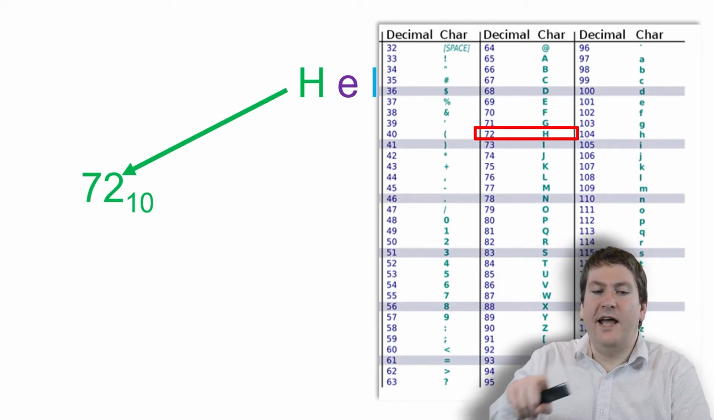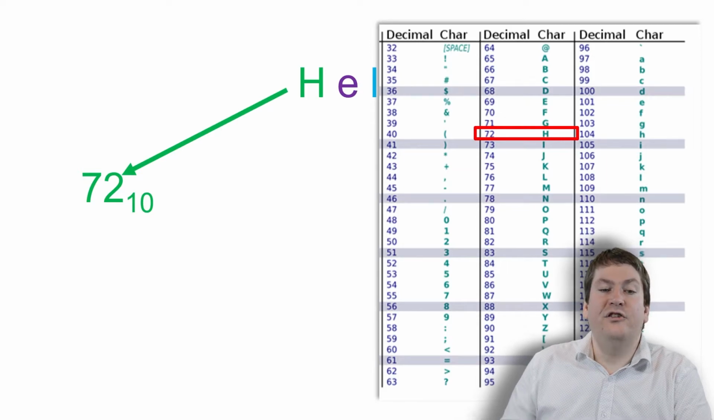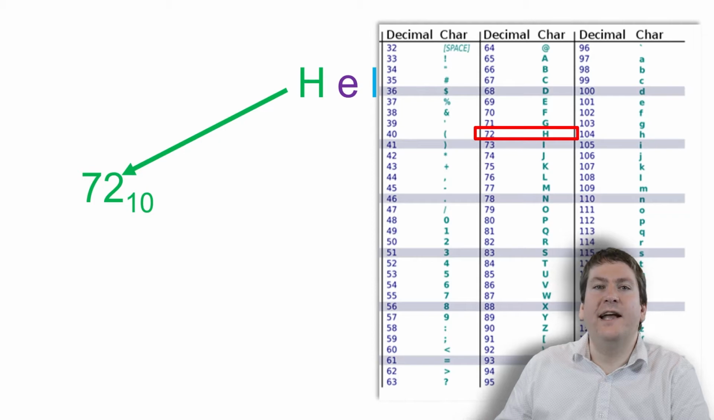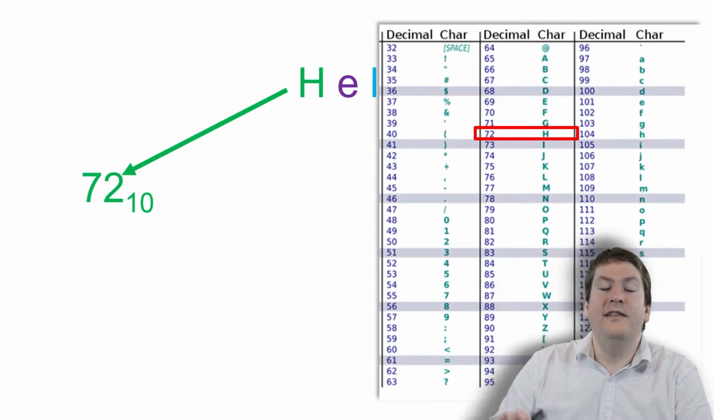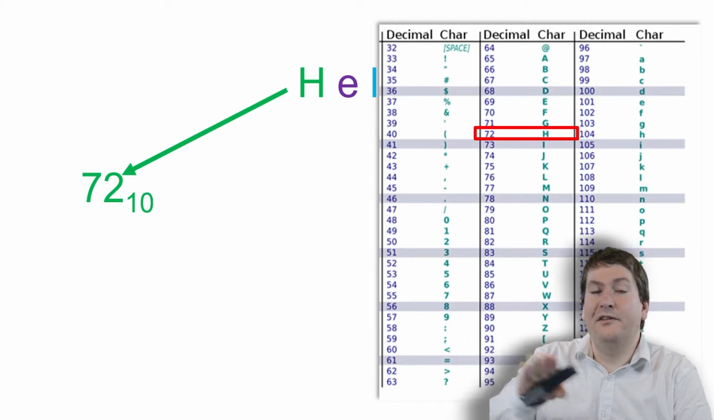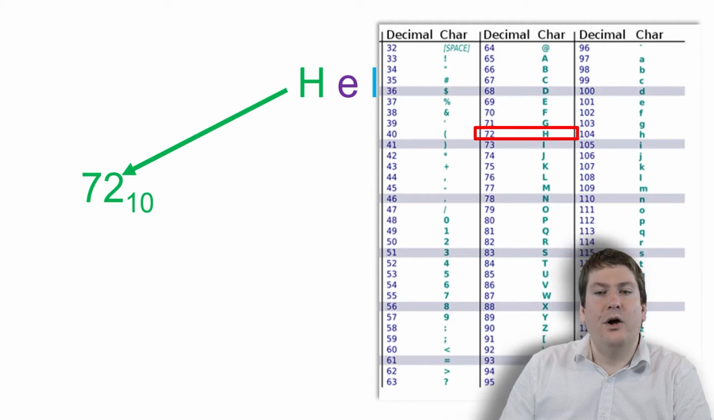Now you'll see the little 10 subscript here. All that does is denote that this is a decimal number. It lets us know what base it's in, because it can get confusing in some cases, for example, a 10 versus a 10 in binary. So if you see in these notes a subscript 10, that means I'm talking about a decimal number. If there's a subscript 2, that means we're talking about a binary number.